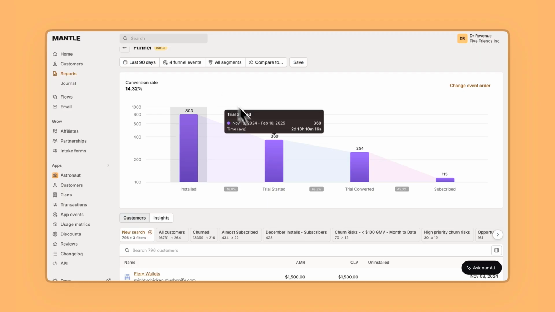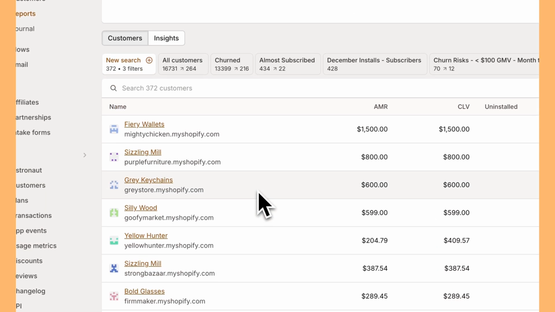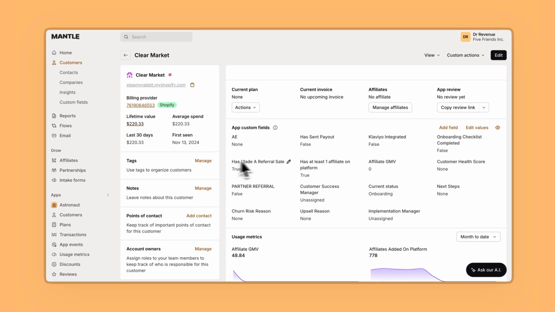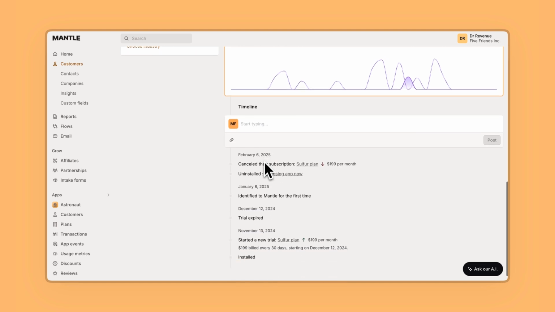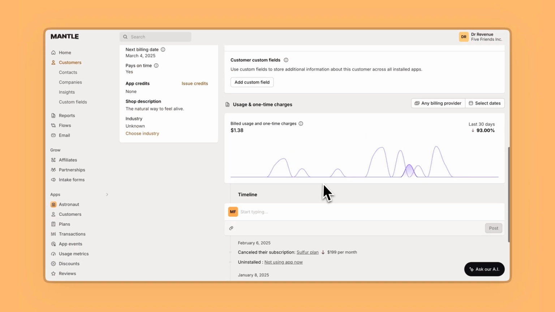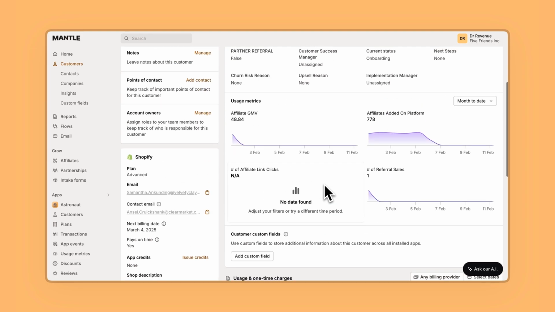Maybe you want to figure out where your customers are dropping off after starting their free trial. By selecting the Trial Started column, you'll see a filtered list of those customers. From there, you can take a look at their specific timeline to get an idea of how they're using your app and where they might be dropping off. This is really important information when it comes to onboarding and a great opportunity to get those conversions.